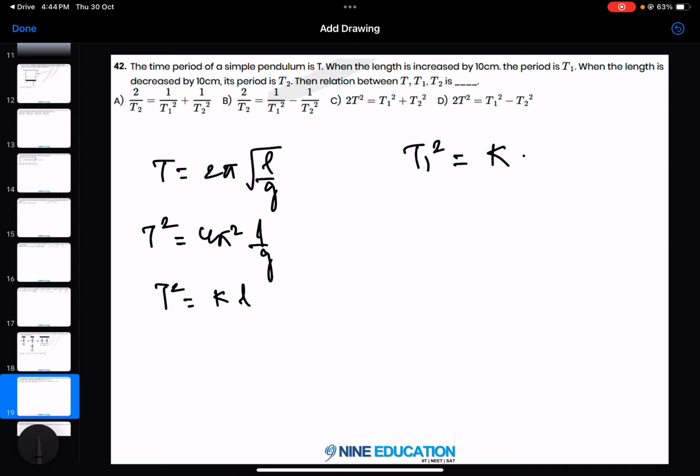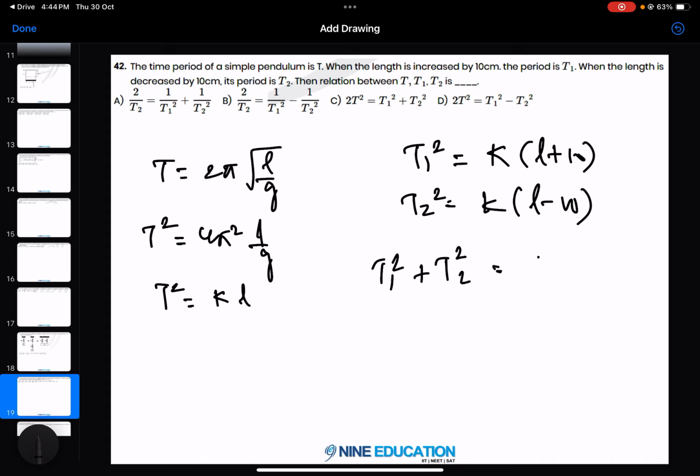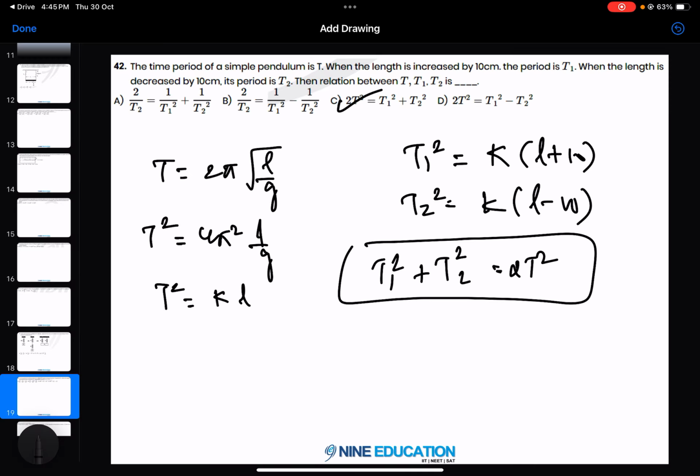So it will be the same constant into L plus 10. What is T2? Same constant into L minus 10. Now we need the relation between these two. So when you add these both, you will get T2 square plus T1 square is 2KL, which is nothing but 2T square, so T1 square plus T2 square equals 2T square, which will give us option C.